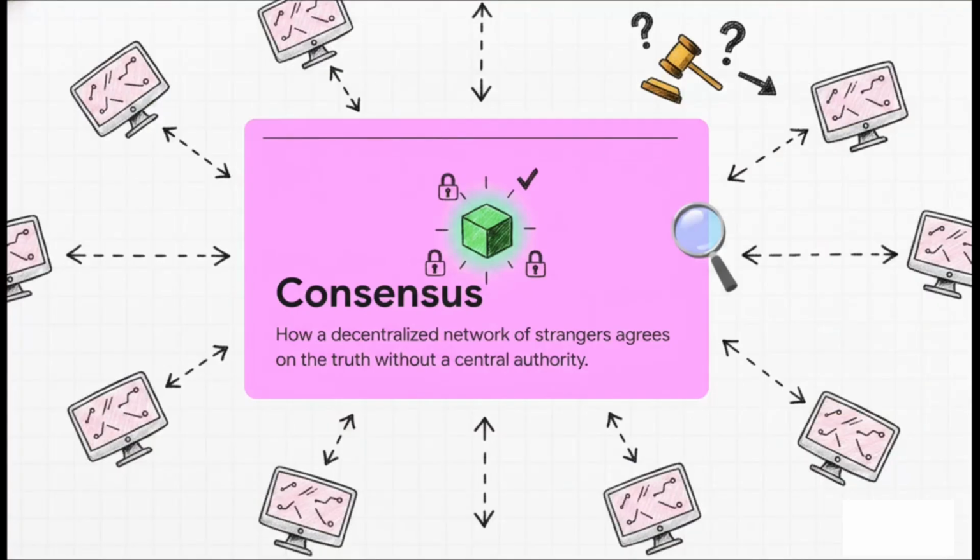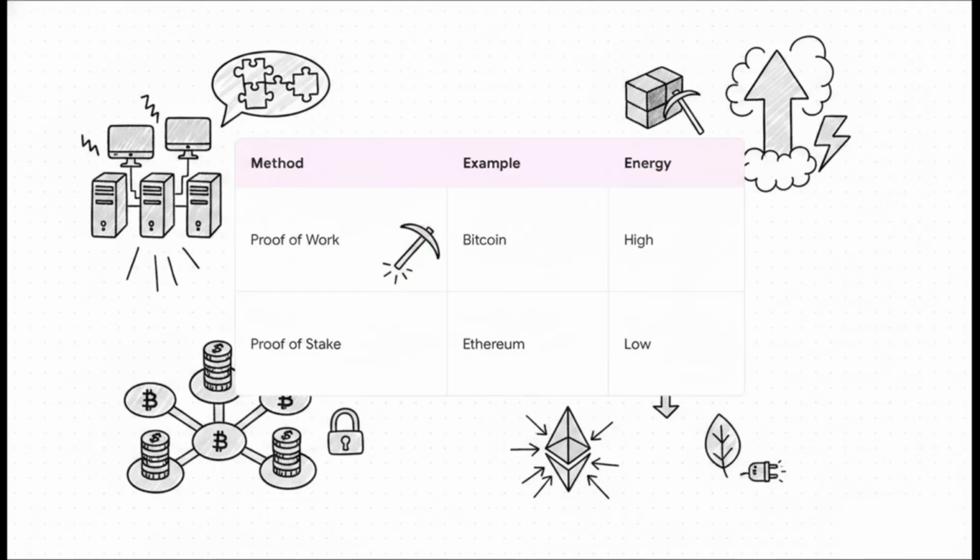Think about it. Without a CEO or board of directors making the final call, how does this network actually agree on what's a real transaction and what's a scam? Well, the answer is consensus. It's a programmed set of rules that forces a decentralized network of totally unacquainted computers to agree on a single shared truth. And there are two main ways to actually achieve this consensus.